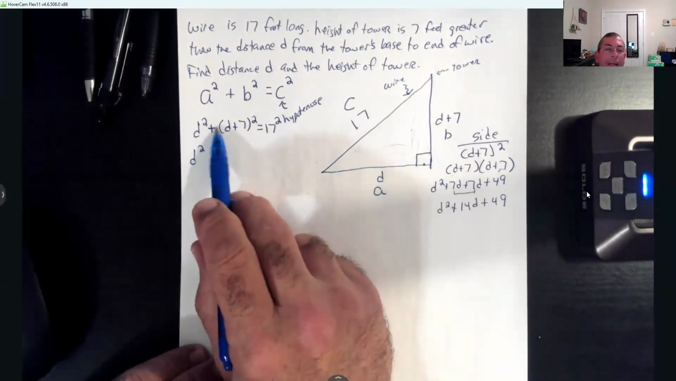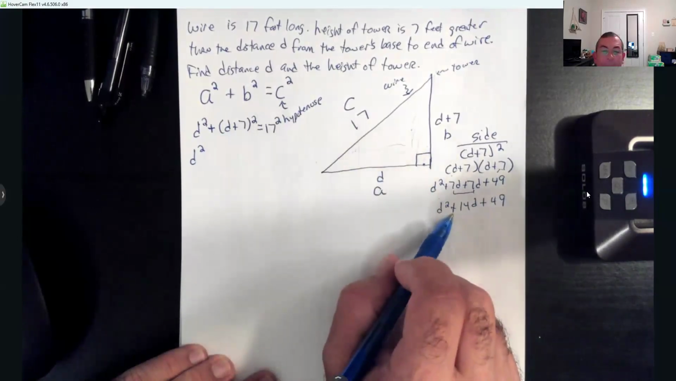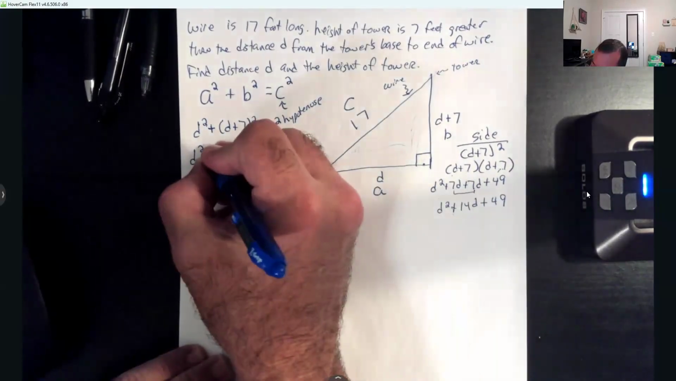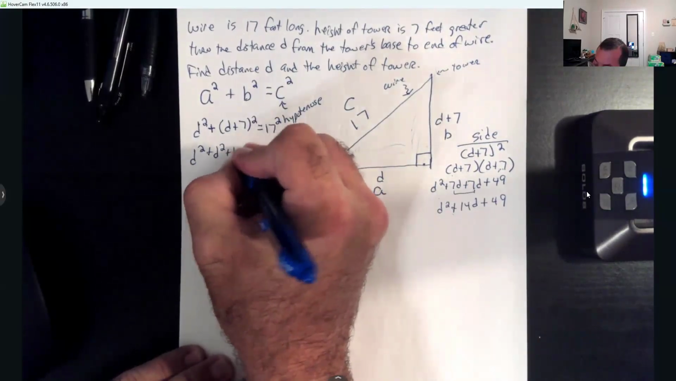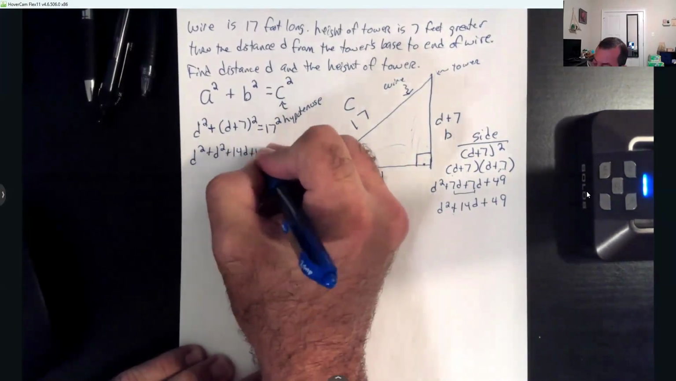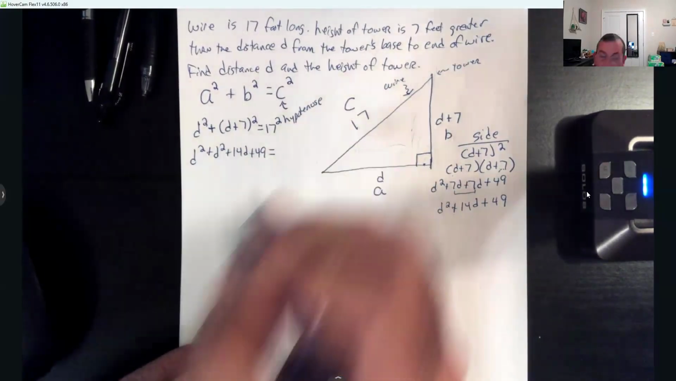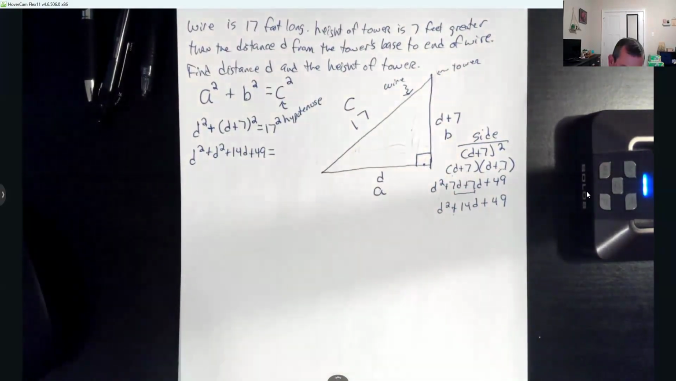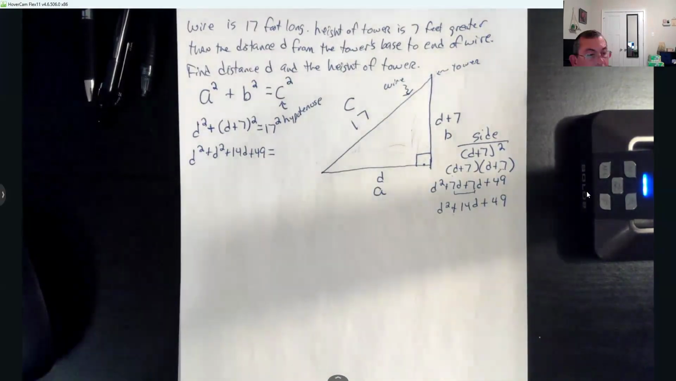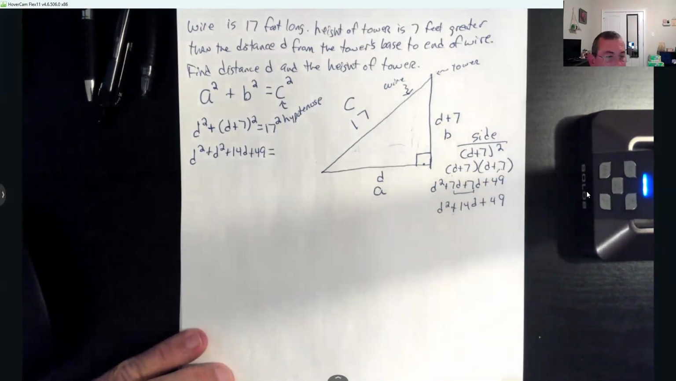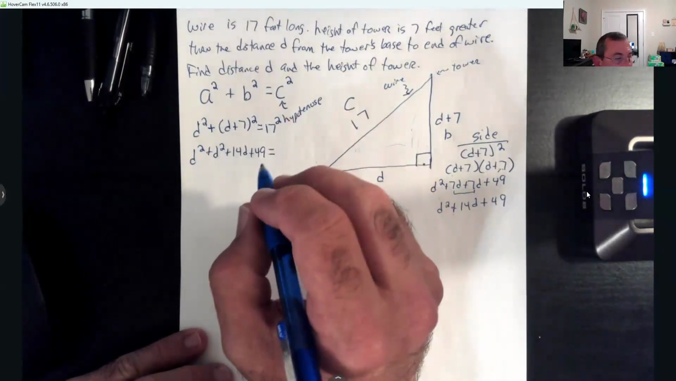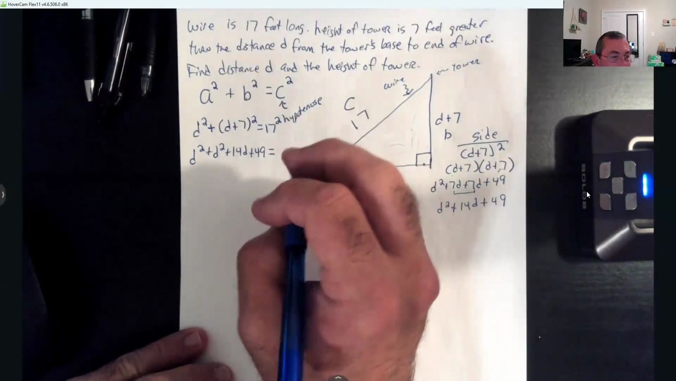We can now replace D plus 7 squared with that. So D squared plus 14D plus 49. All right, so what is 17 squared? So let's see, 17 times 17 is what, 289.